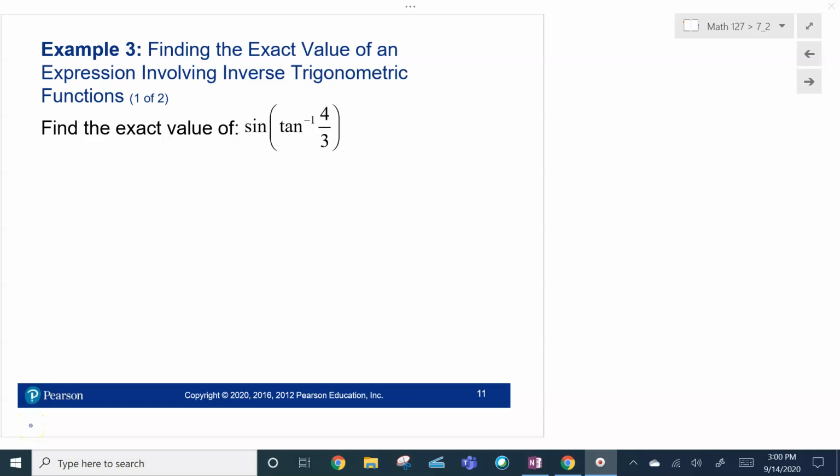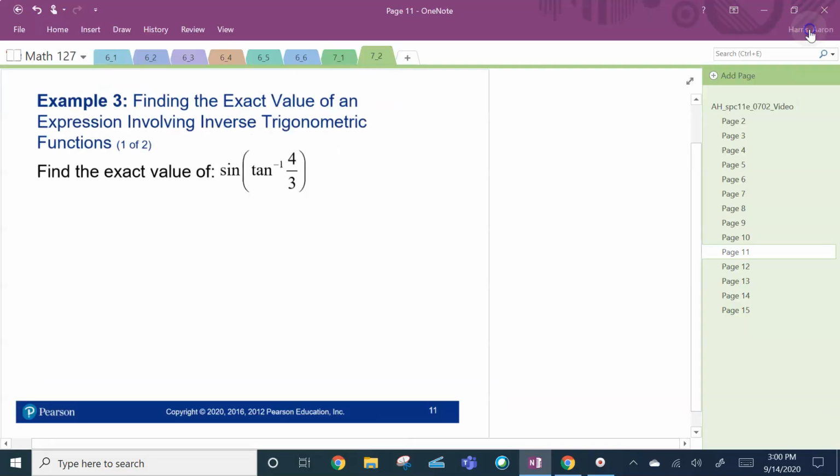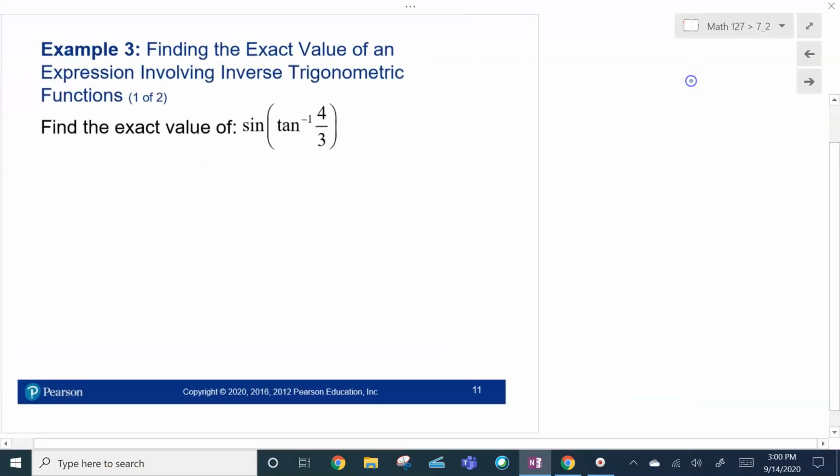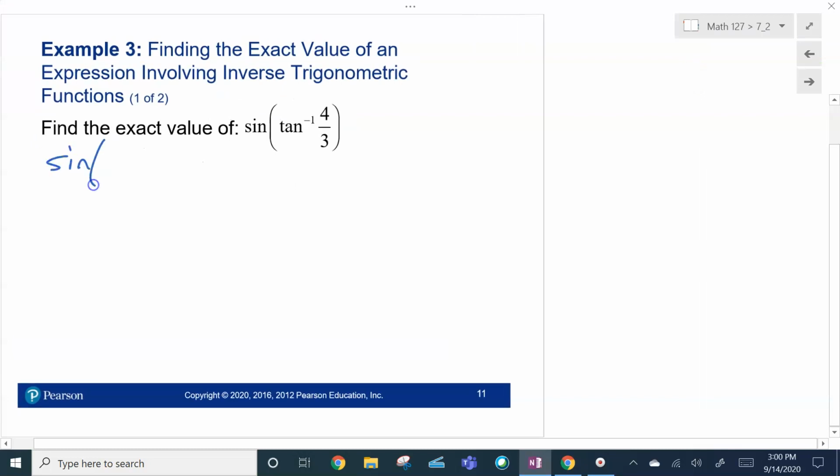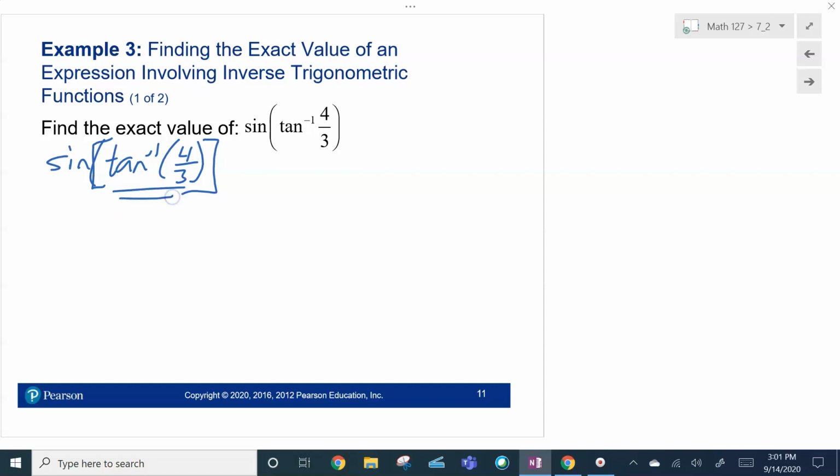Let's finish this section up here on continuation of the inverse trig functions. So we have the sine of the arctangent of 4/3. Let's do that in brackets there. What I'm going to do first is go to the side for a minute, and I'm going to let the arctangent of 4/3 equal theta. Okay.